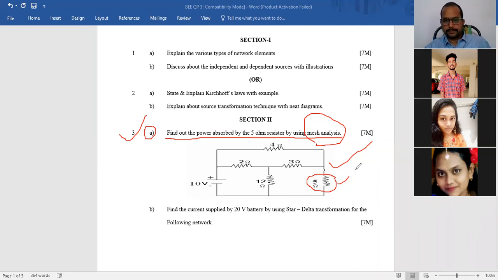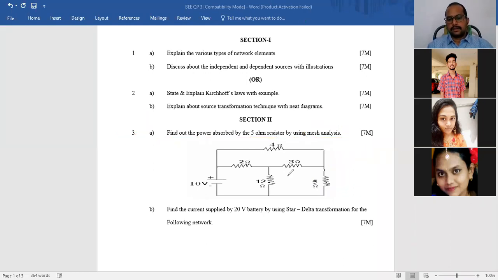Solve this. See, 10 volts, 2 ohms, 4 ohms, 3, 12 and 5.